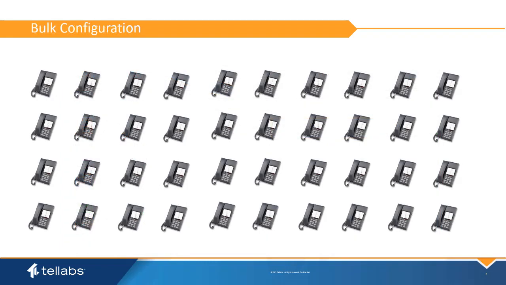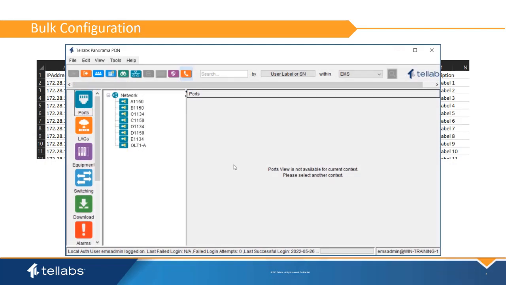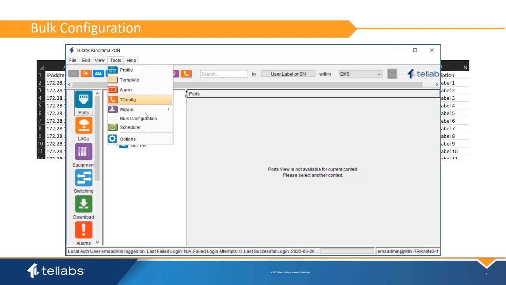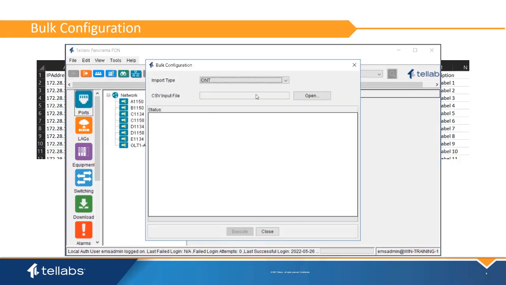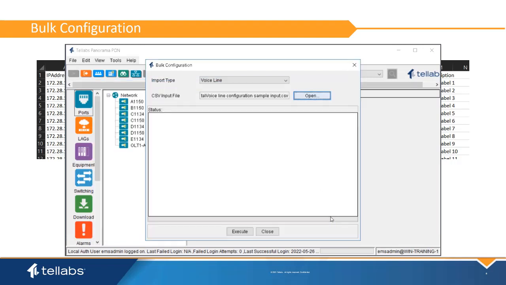Alternatively, if a large number of phone lines needs to be entered, bulk provisioning can be used. Bulk provisioning relies on a CSV file to be created with the phone line provisioning information entered. To use the bulk provisioning tool, go to Tools, Bulk Configuration. Choose Voice Line as the import type. Then click Open to find the CSV file created for the new phone lines. Select Execute. The tool will attempt to configure each line. The status area will show if each addition was successful.